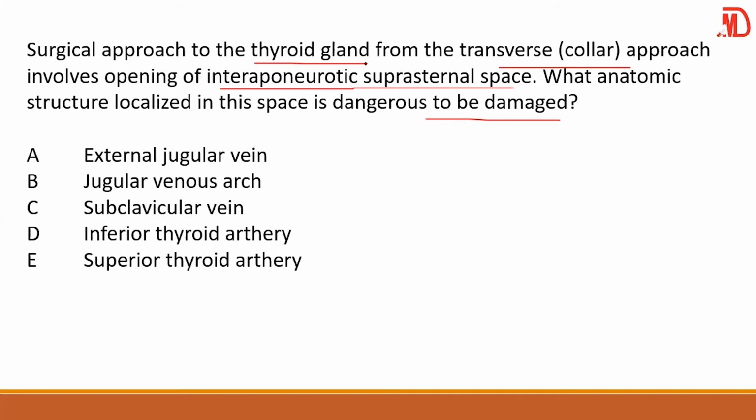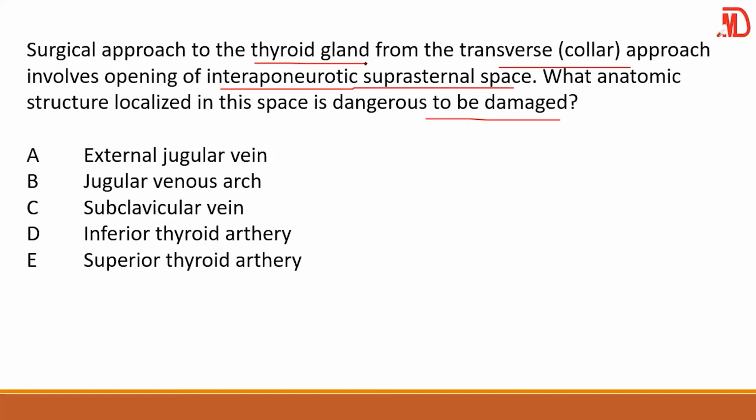And they're saying that they want to make an approach from the collar. In other words, around your neck area. That is where they want to make the transverse incision. So the question is, what structure is there that can be damaged? And of course, you are looking at what? The jugular venous arc. And this is just above the sternum.